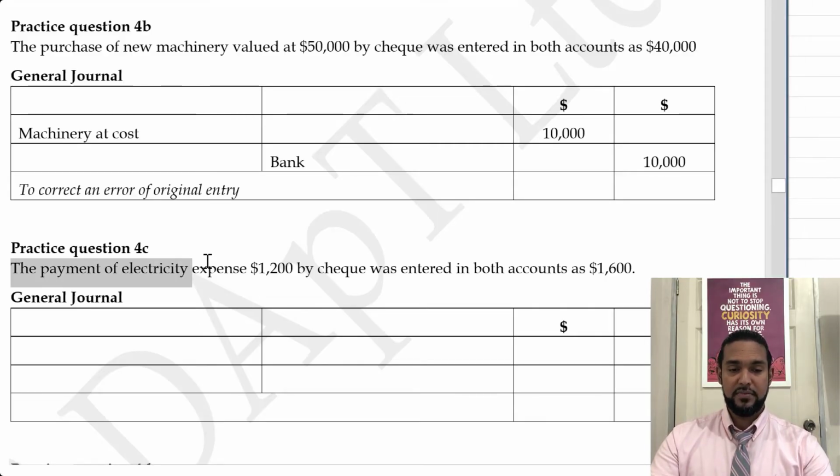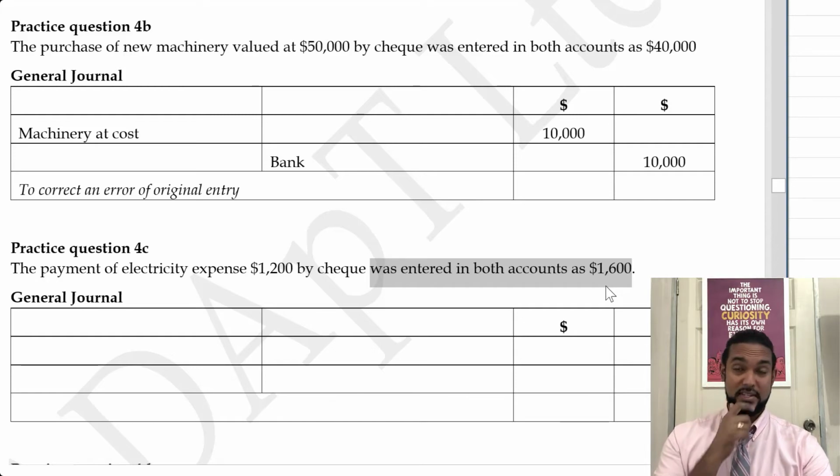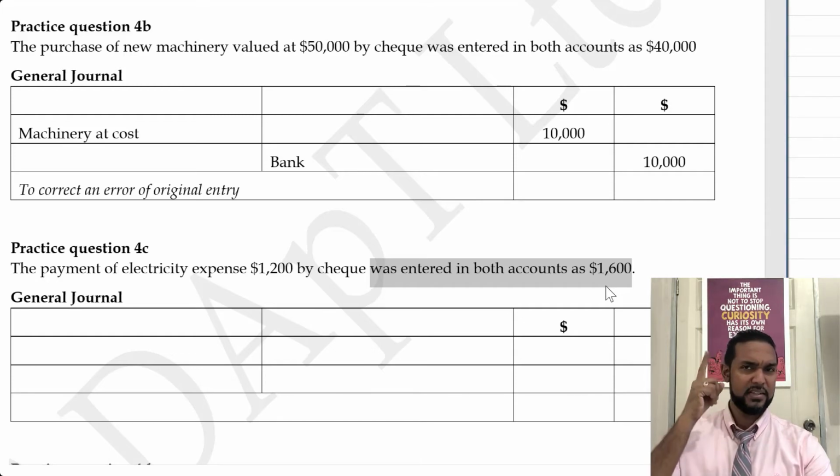Okay, let's take a look at the second question you guys had to do. So the payment of electricity expense 1,200 by check was entered in both accounts as 1,600. Ooh, so that's too much. That's an overstatement. So if you think back to the example, we have to kind of go on the opposite side. But let's take a look and see what happened in the transaction.